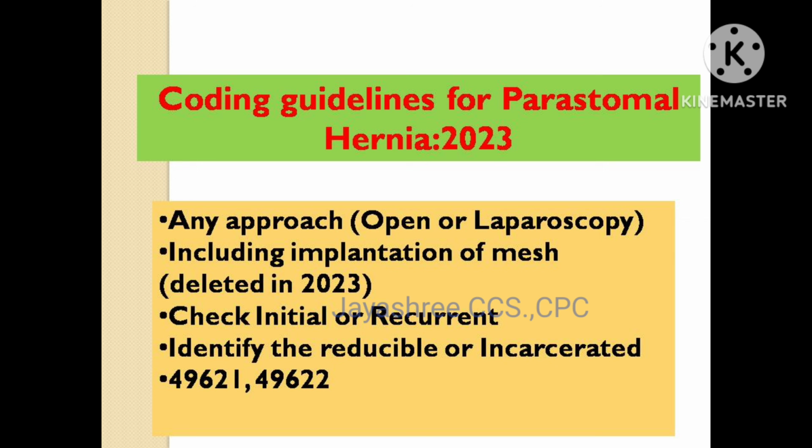This implantation of mesh is included in the main procedure, and in the code description they have also mentioned including implantation of mesh. Then we need to check whether it is initial or recurrent, then identify reducible or non-reducible, that is incarcerated. Then the code is 49621 for reducible CPT code and 49622 for incarcerated CPT code. That's all about the changes in 2023, remaining all the same as 2022.